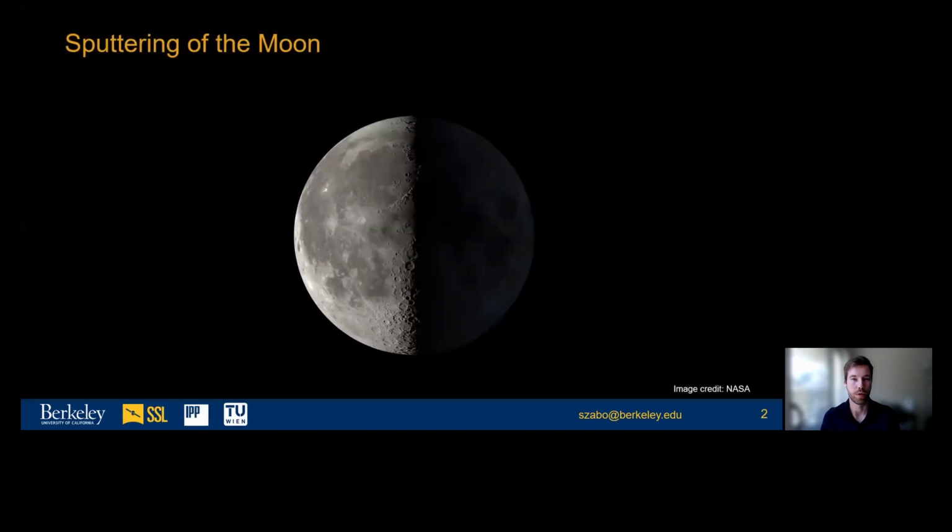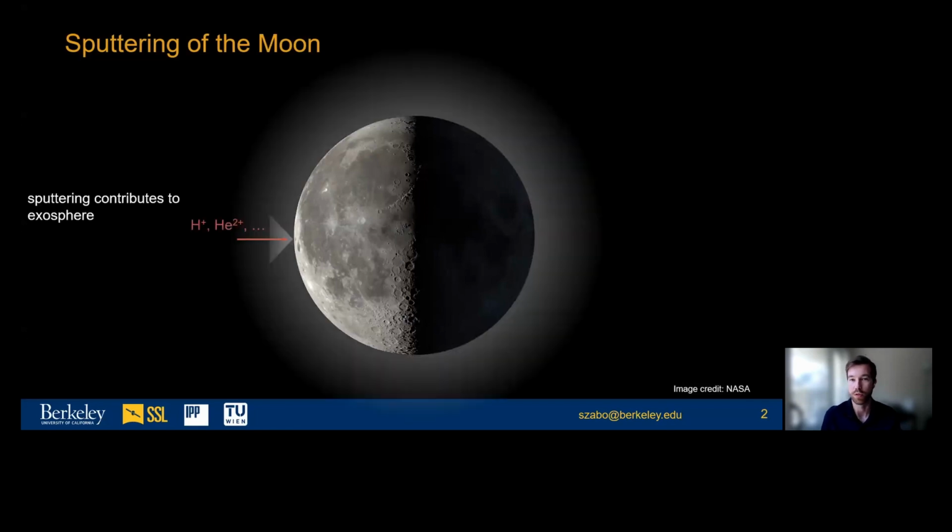Now, we care about sputtering of the moon from multiple points of view. On one hand, the moon is continuously bombarded by solar wind ions, as Anastasis discussed before. This is mostly hydrogen, but also helium. And they erode the lunar surface on an atomic level, and this can contribute a high energy component to the exosphere that allows remote observations of the surface composition, but also processes that affect the surface. And this knowledge is important for the moon, but is also very applicable for other planetary bodies, such as Mercury or moons of Jupiter, for example.